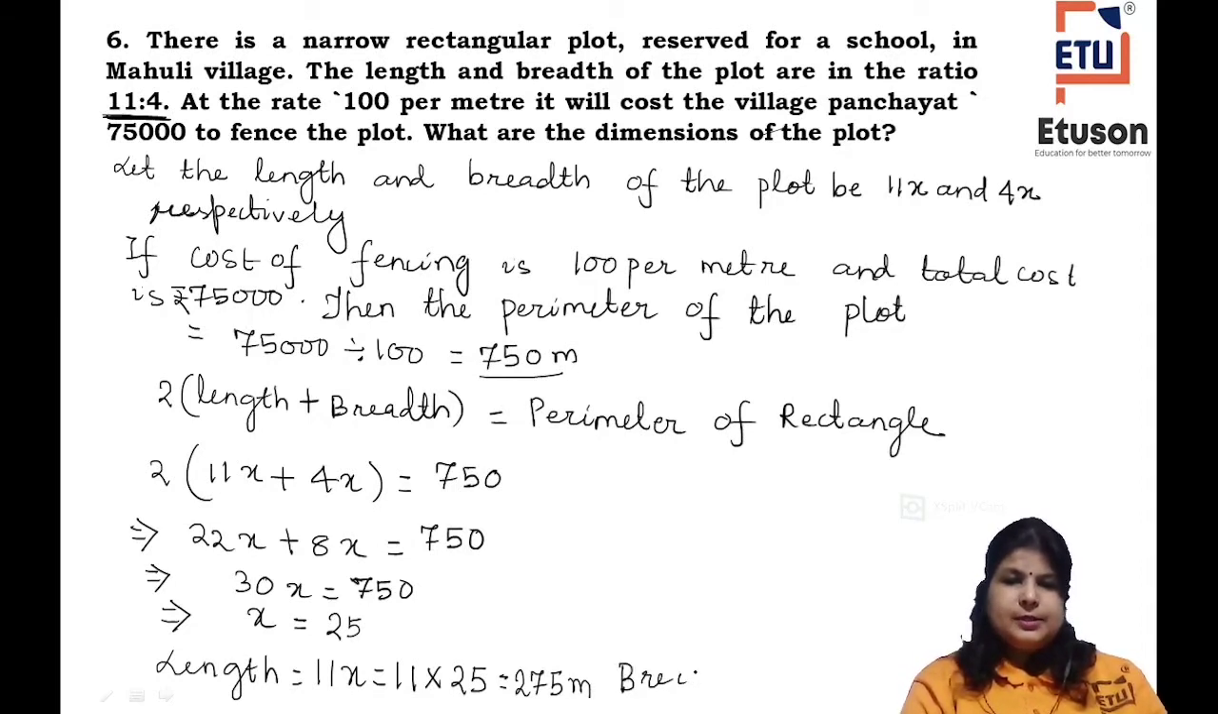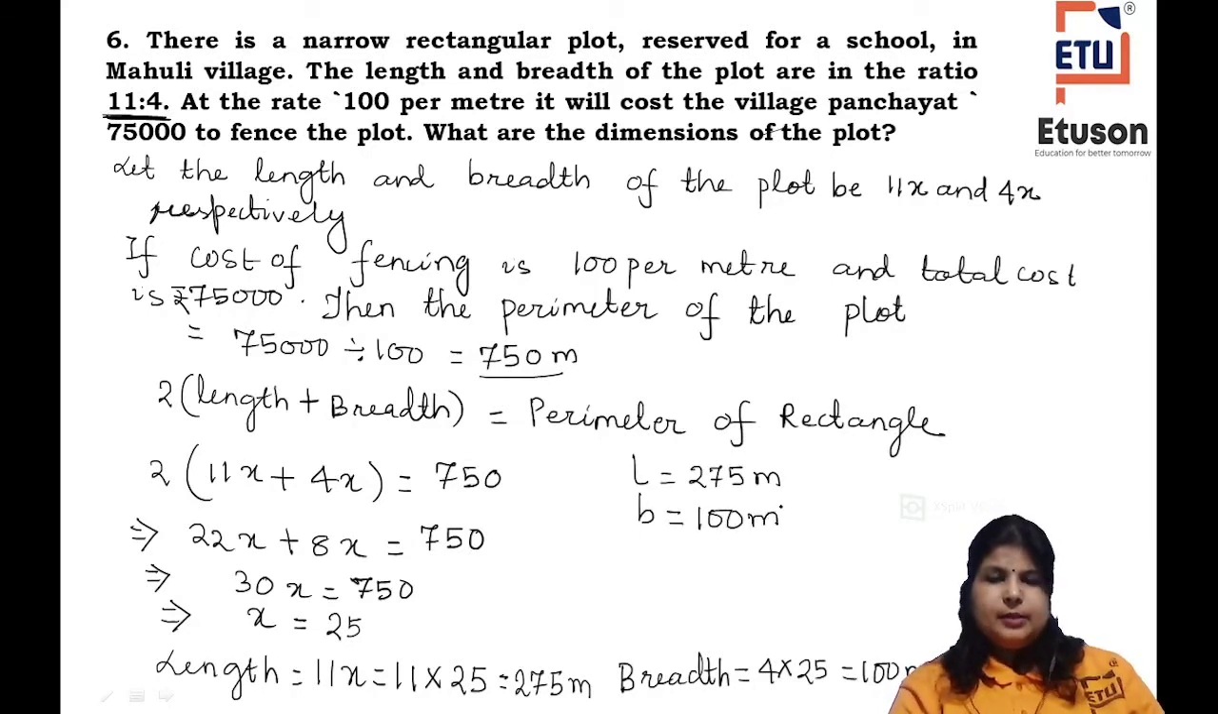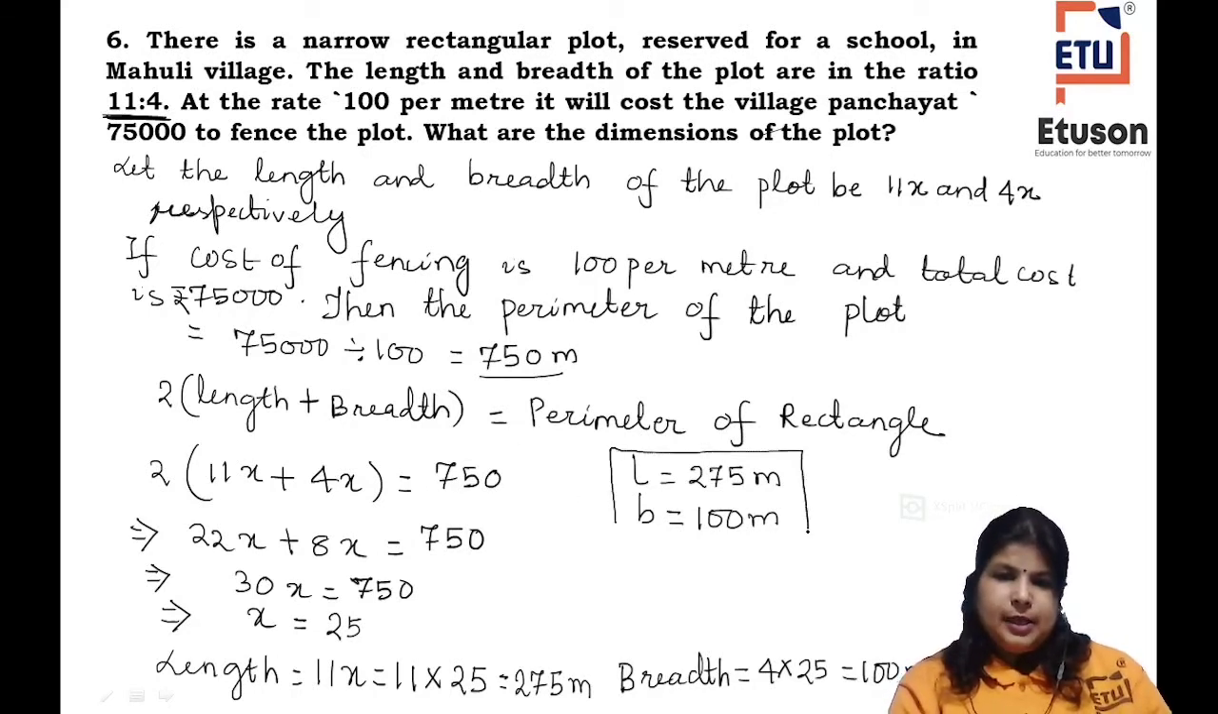So what about the breadth? So breadth is 4x, right? So breadth is equal to 4 into 25, that is 100 meter. So your length is equal to 275 meter and breadth is equal to 100 meter. Correct? So this is the dimension of the plot.